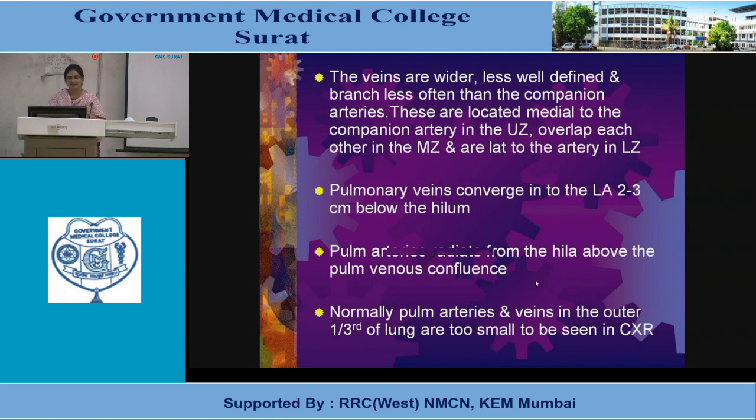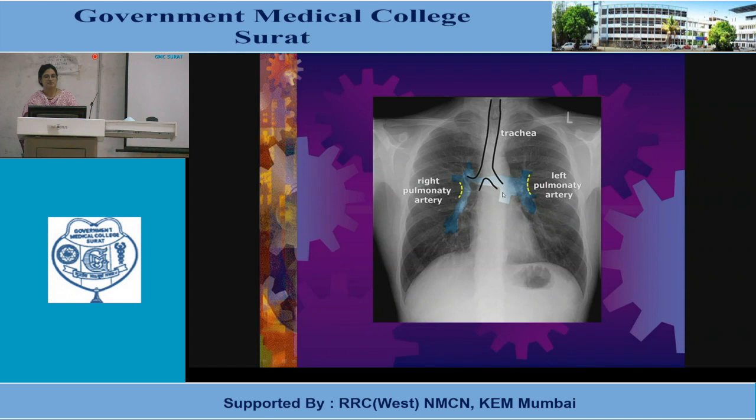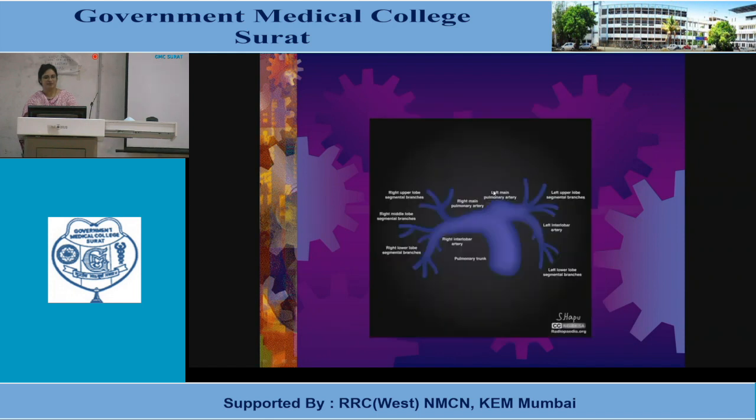Normally, pulmonary arteries and veins in the outer 1/3 of the lung are too small to be seen on chest x-ray. So, if you visualize them, there is something abnormal. You can see the bifurcation of the pulmonary artery, left pulmonary artery and the right pulmonary artery.